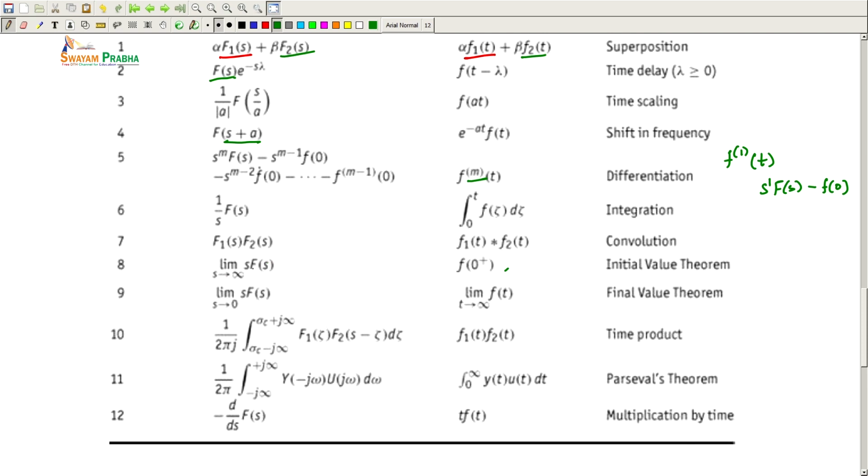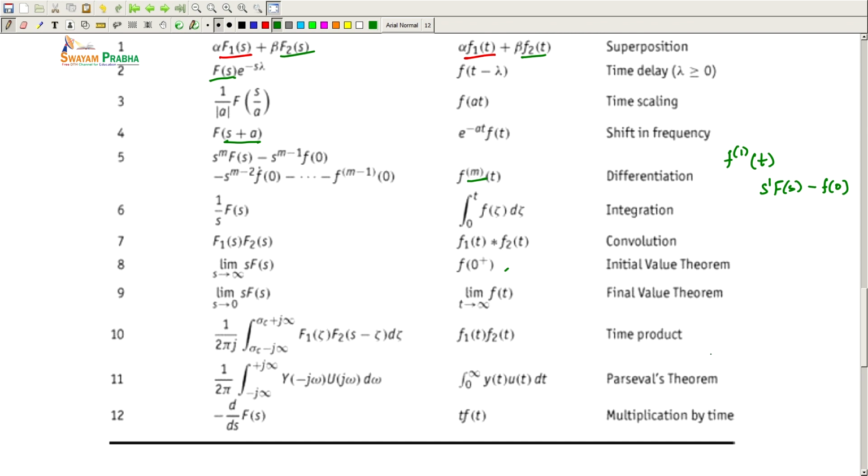The next one is the final value theorem, which is, as time t tends to infinity, what happens to the value of the function f. So, for that, if I am just given the Laplace transform, all I have to do is take s into F of s and set the limit s tends to 0. And then you have other properties such as Parseval's theorem and multiplication by time.